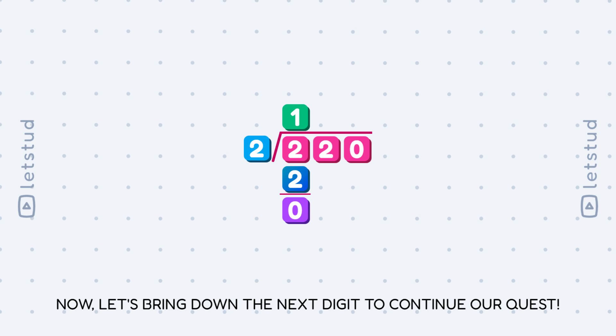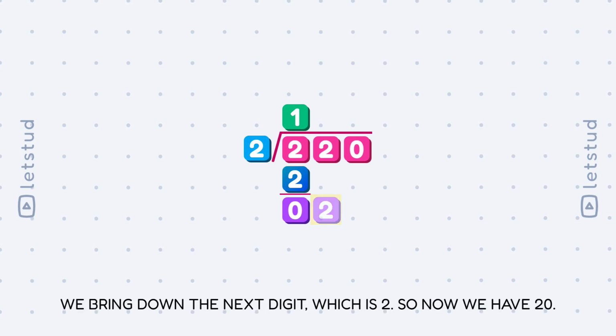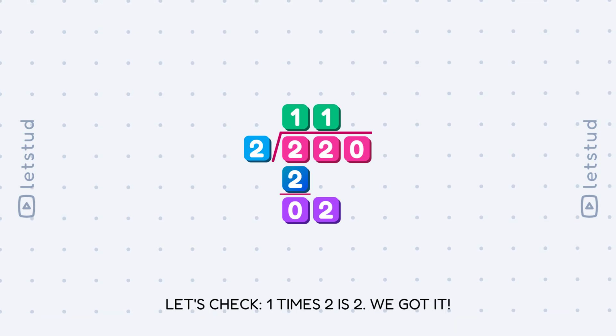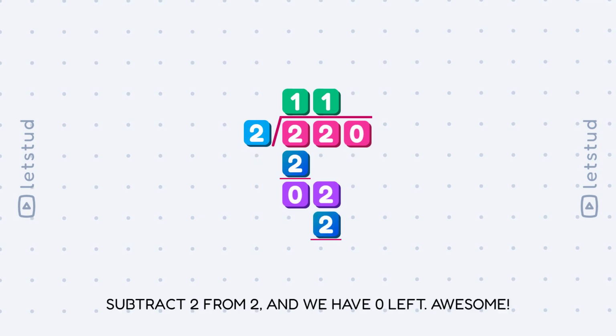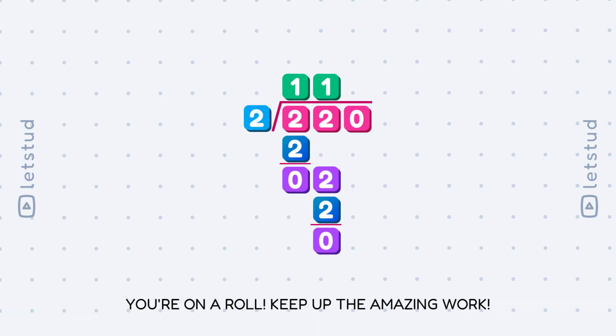Now let's bring down the next digit to continue our quest. Here we go with the next step. We bring down the next digit, which is 2, so now we have 20. How many times does 2 fit into 2? It fits exactly 1 time. Let's check: 1 times 2 is 2, we got it. Subtract 2 from 2 and we have 0 left, awesome. You're on a roll, keep up the amazing work.